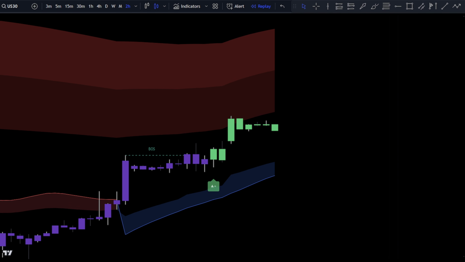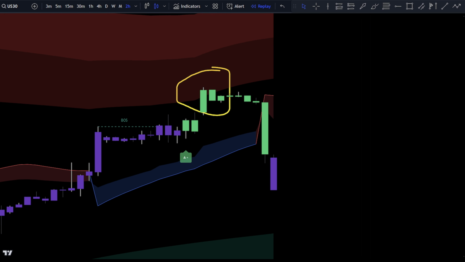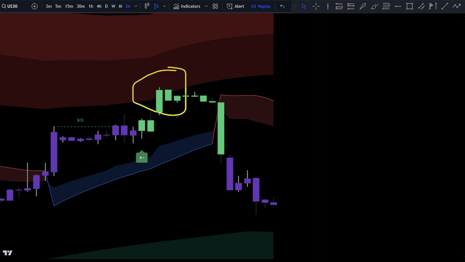And the exact opposite is true for sell trades. First, the price must react to the red reversal zone. Watch for the price to enter and fully exit the upper red zone. This confirms the bounce off the red reversal band.